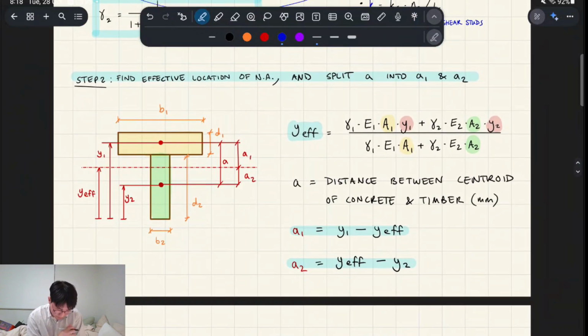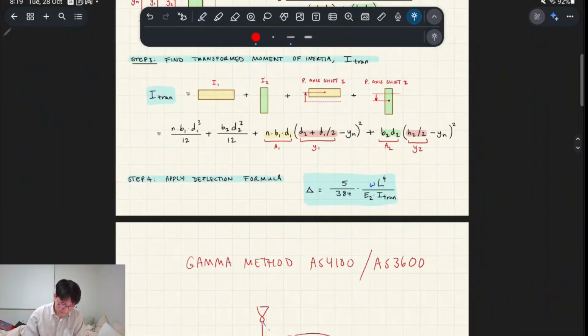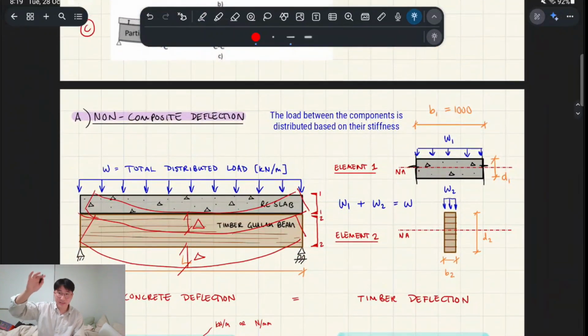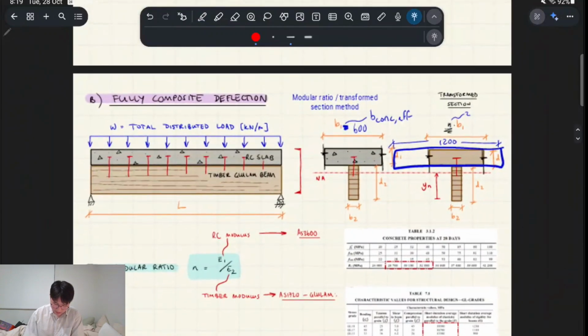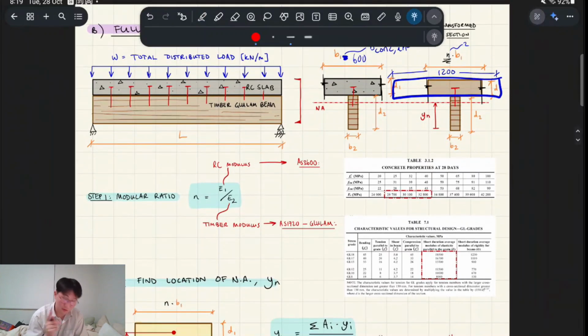And then basically, okay, it's weird, right? So when we're talking about fully composite, okay, wait, go back even further. When we're talking about non-composite deflection, we basically had two neutral axes, right? So one in the middle of the concrete that was bending, and one in the middle of the timber, right? When we have our fully composite deflection, you basically have a neutral axis for this monolithic cross section, right? So you've got one neutral axis.